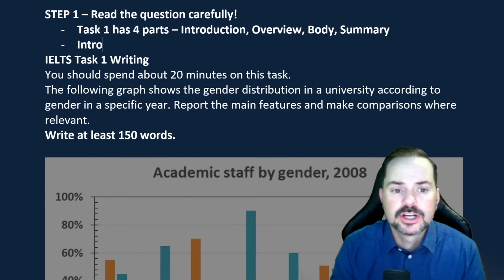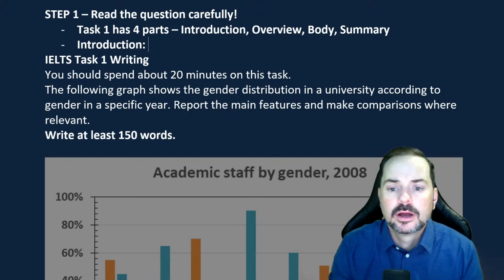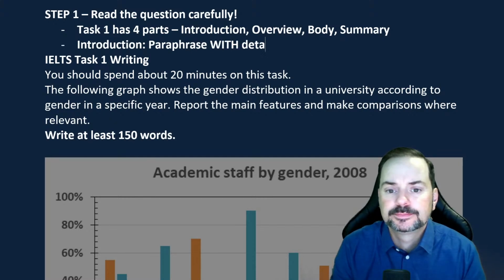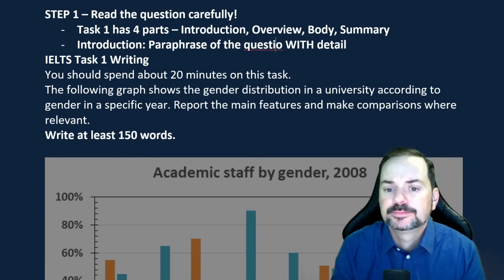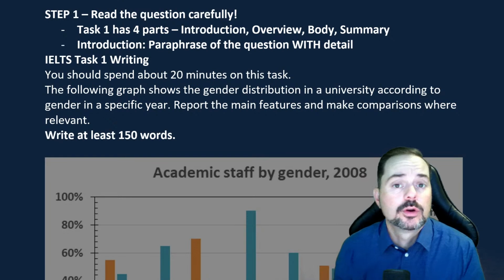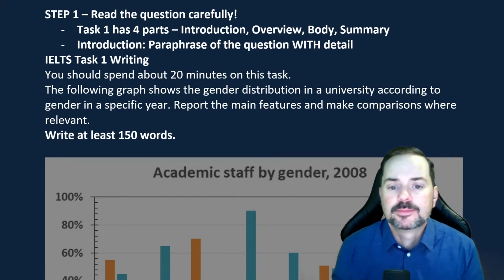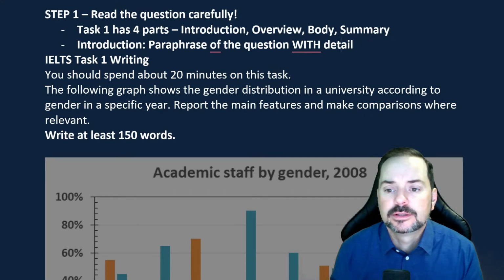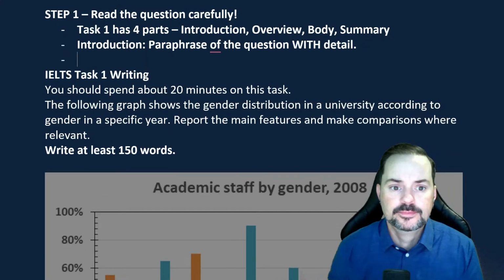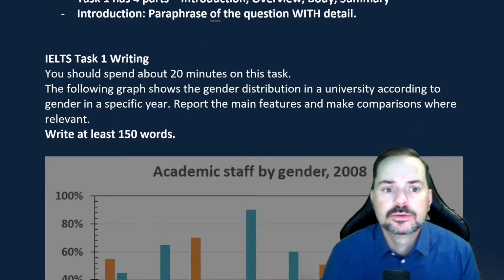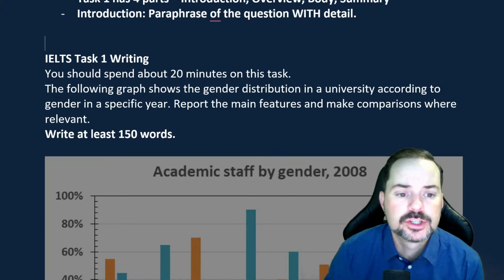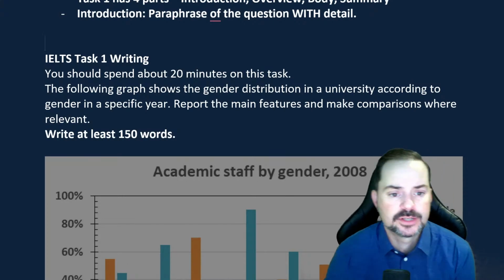So the introduction is a paraphrase of the question with detail. So it introduces what you are looking at, simply put. It's a paraphrase of the question with detail, okay? And I'll explain the other parts as we go along. So let's do this first part first. So here, let's read the question and then paraphrase it, okay?